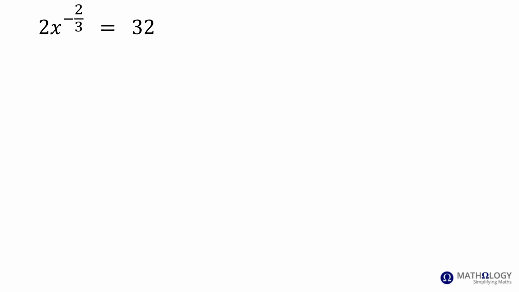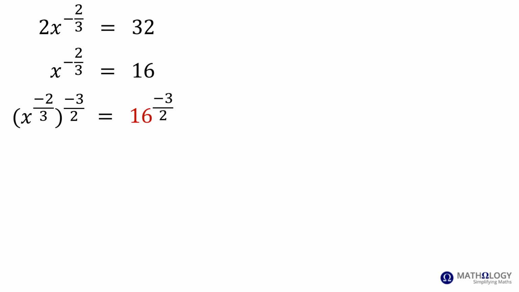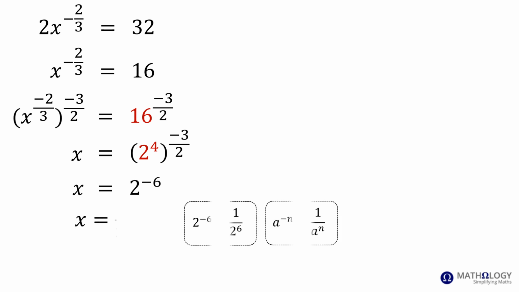Solve for x if 2 times x to the minus 2/3 equals 32. The first thing we do is to isolate the term that contains the variable, so we divide both sides by 2. Thus, x to the minus 2/3 equals 16. Now, we raise x to the minus 2/3 to its reciprocal power, so that the exponent becomes 1. So we raise both sides to the power of minus 3 over 2. We now write 16 as 2 to the 4. X therefore equals 2 to the minus 6, or 1 over 64.